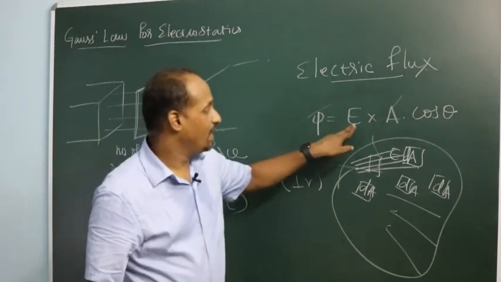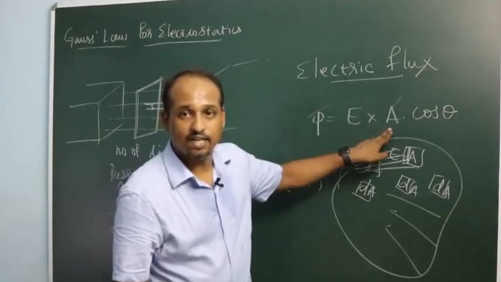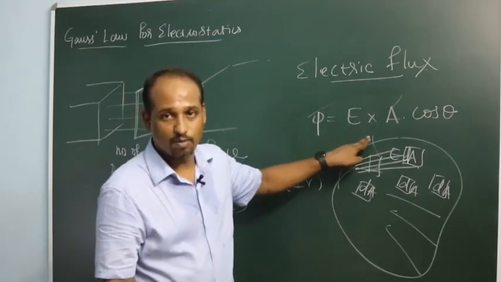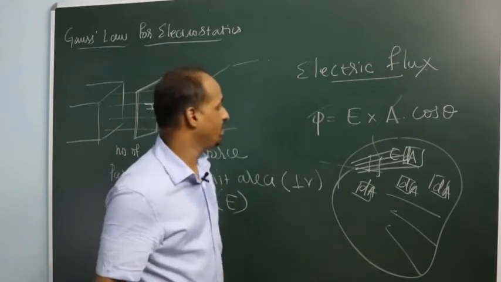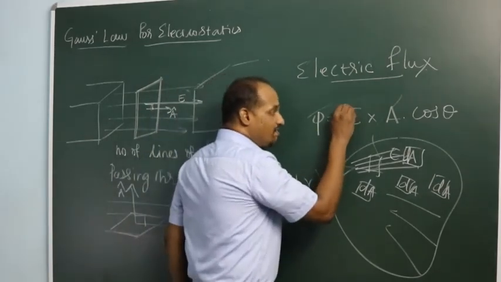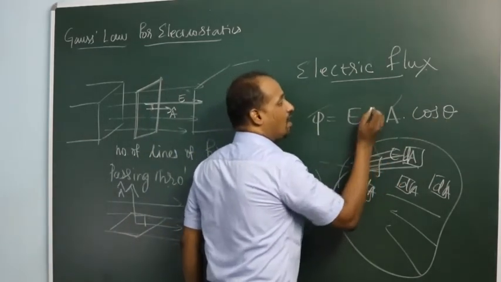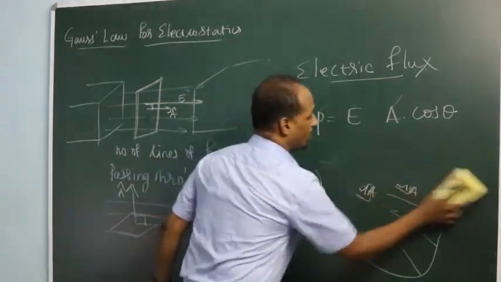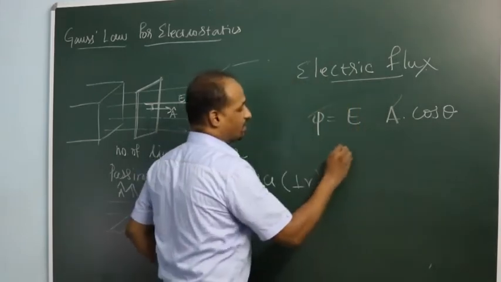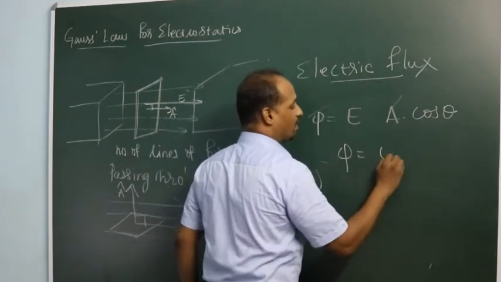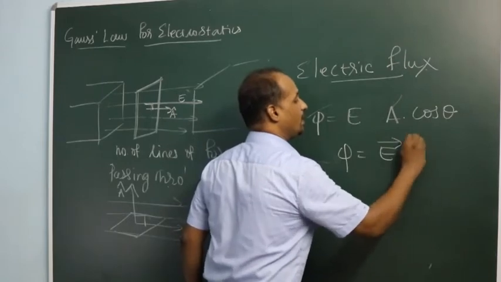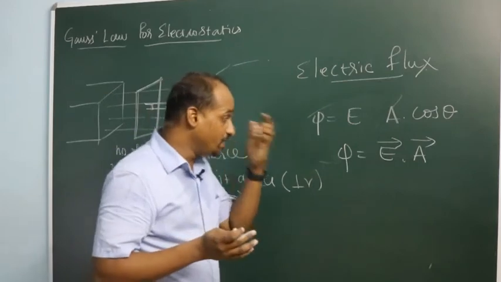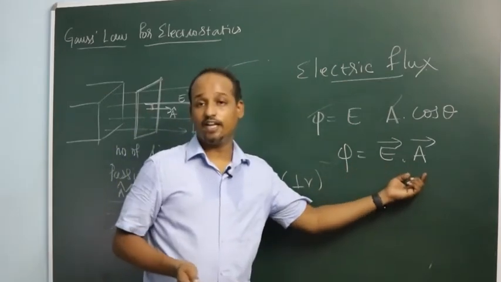electric flux is a scalar, electric field is a vector, area is a vector. When you multiply two vectors yielding a scalar, then it is a dot product, and obviously that cos theta is appearing here. Electric flux is EA cos theta, or in other words, you can write that as E dot A. Then if the electric field is uniform, it is very simple. Electric field into area, you can easily find out.